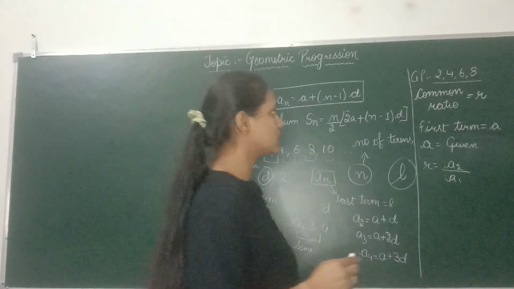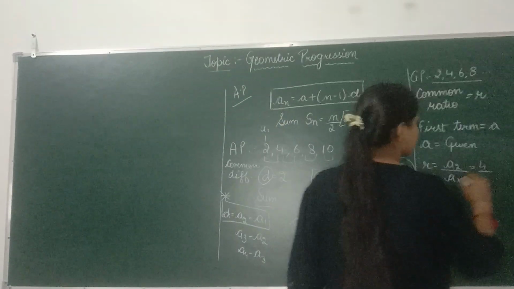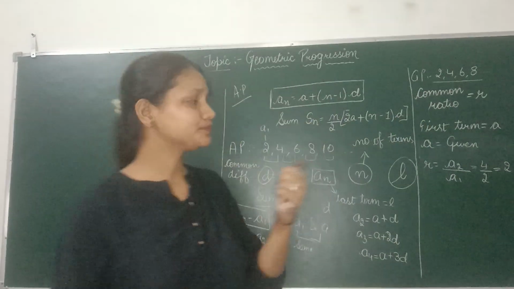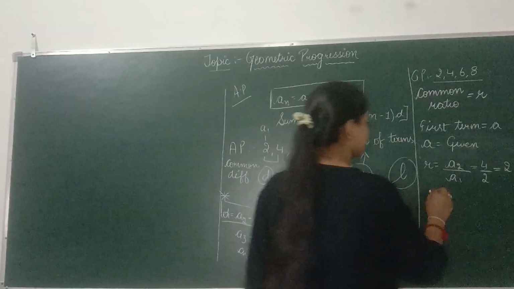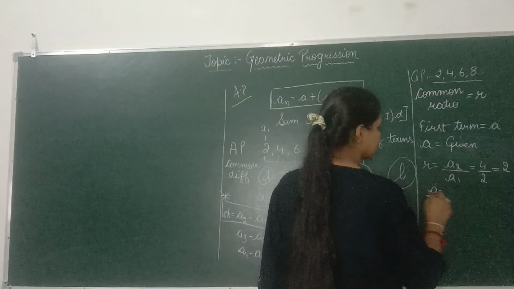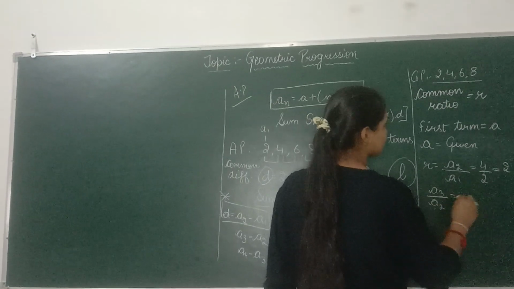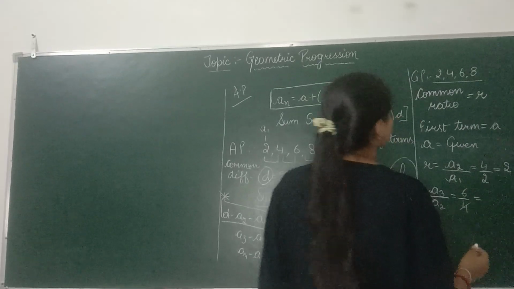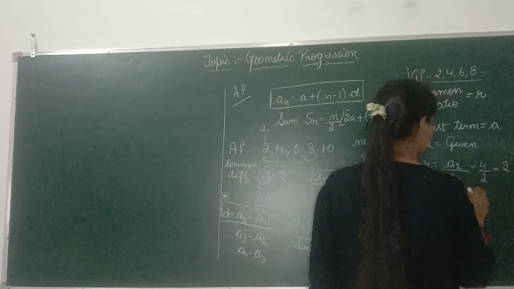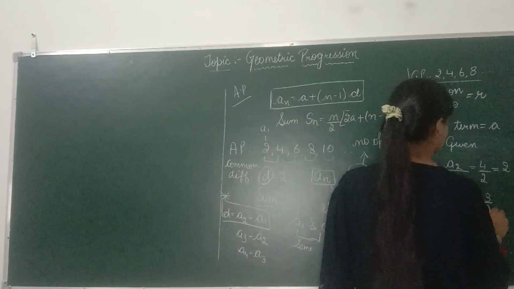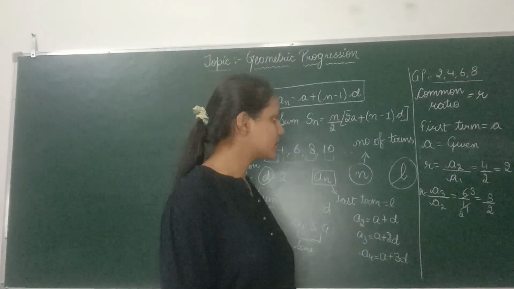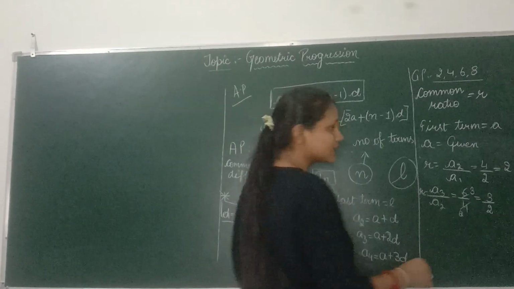So here A2 is 4 and A1 is 2. The difference is 2. Similarly, if we calculate another ratio, A3 by A2, it is 6 by 4, that is 3 by 2. Here the common ratio is calculated, and it should be the same common ratio.